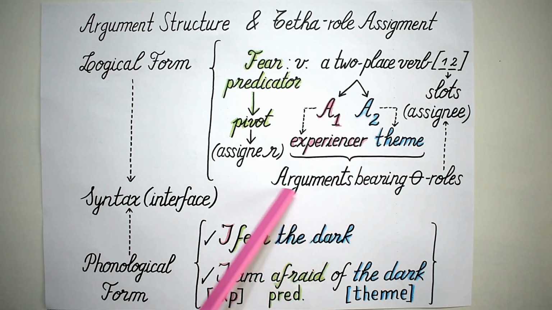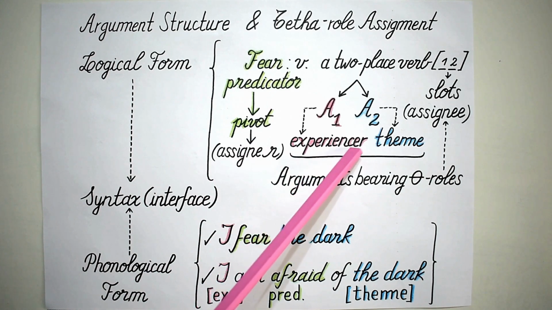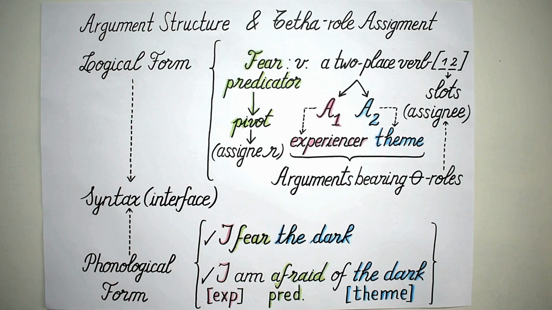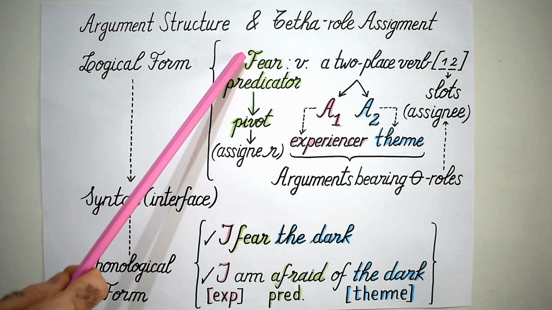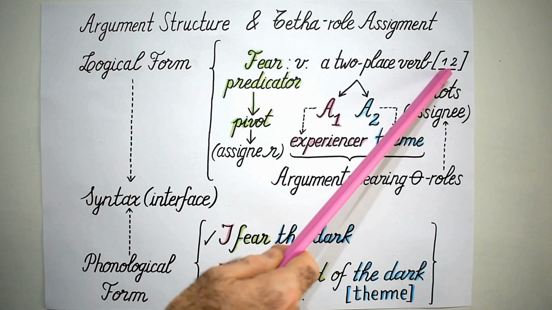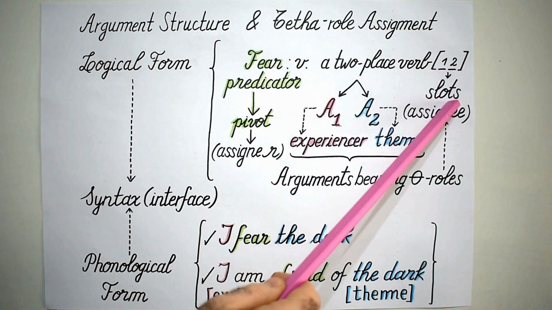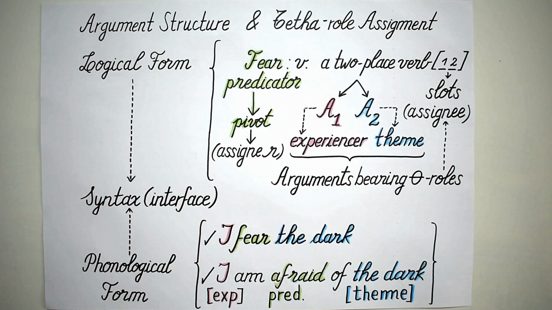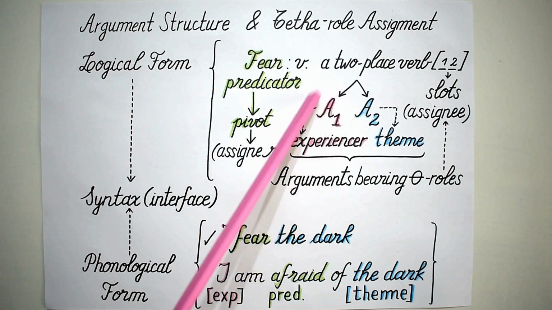So let's go for the categories argument 1 and argument 2, where the arguments will be participants again of the predicator fear. The first participant will be called experiencer, and the second participant will be called theme. So what we're saying now is that fear has two slots, slot number 1 and slot number 2. These slots will be filled in by arguments, argument 1 and argument 2. And the first argument will be called experiencer. That is the entity that experiences the fear.